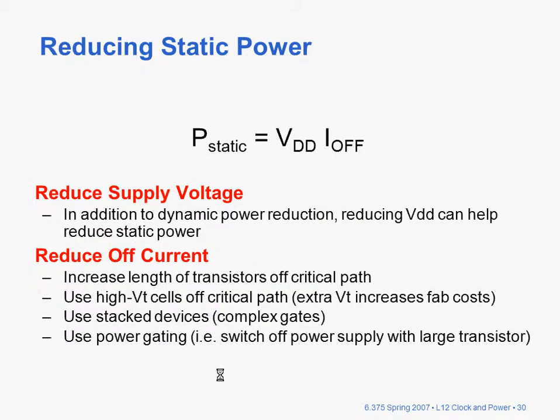Reducing the static power dissipation. You can try to increase the length of transistors off the critical path, so that makes them longer, that makes them more resistive, that makes them less leaky. You can use high VT, so that's threshold voltage, cells off the critical path, so they're going to be slower, but they're going to have less power dissipation associated with them, but there's an increased fabrication cost.